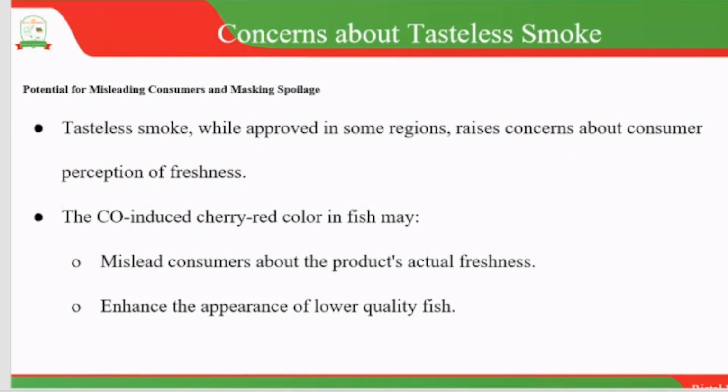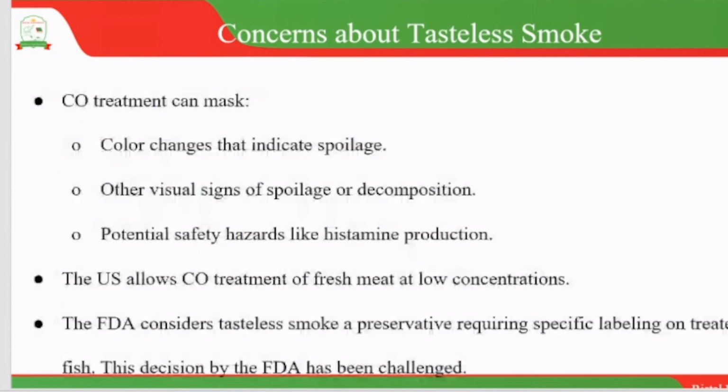Cherry red color in fish may also mislead consumers about the product's actual freshness. So you can never know, and it also leads to enhancing the appearance of lower quality of this fish that individuals are going to consume. Okay. Furthermore, we are looking at this carbon monoxide treatment can mask color changes, can also mask the visual signs of spoilage, and also we are looking at potential safety hazards such as histamine production, and we saw what histamine does in increasing those allergic reactions and so on.